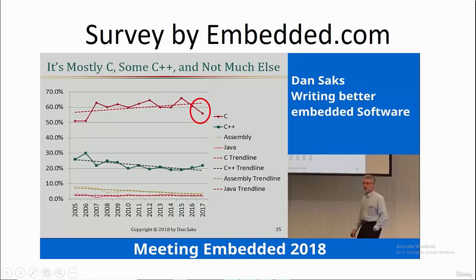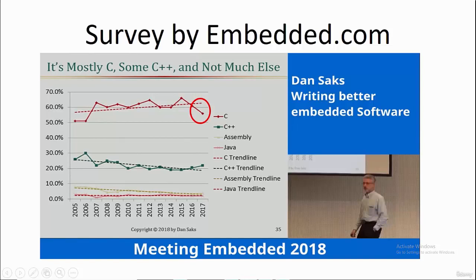Now, if you look at the 2017 survey made by embedded.com, here is a screenshot of Dan Saks' presentation during the keynote speech. This video you can find on YouTube. It is a very informative video, you should watch it. If you look at this slide, you can see that C is still the number one and highly favored programming language for embedded systems, followed by C++ and assembly.